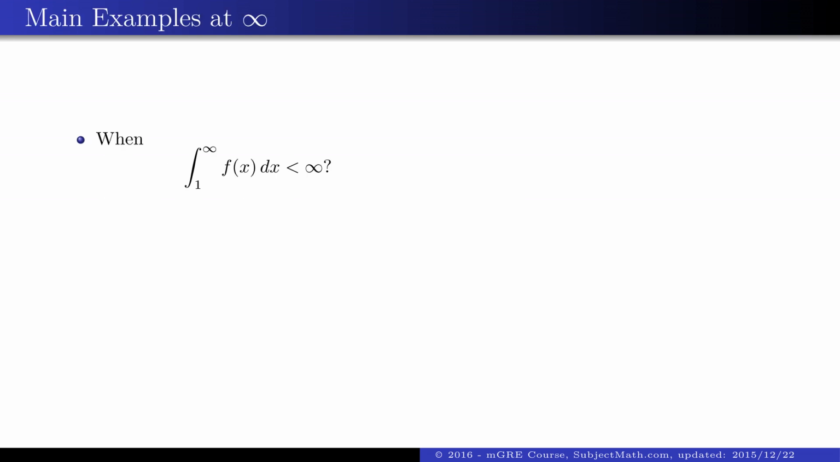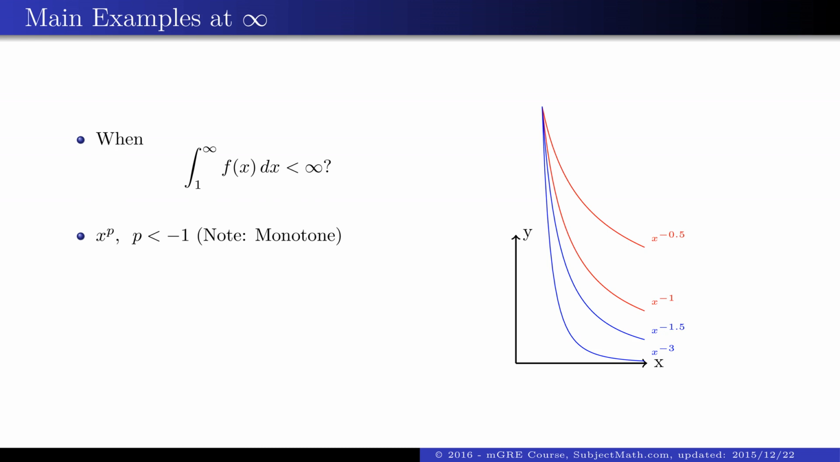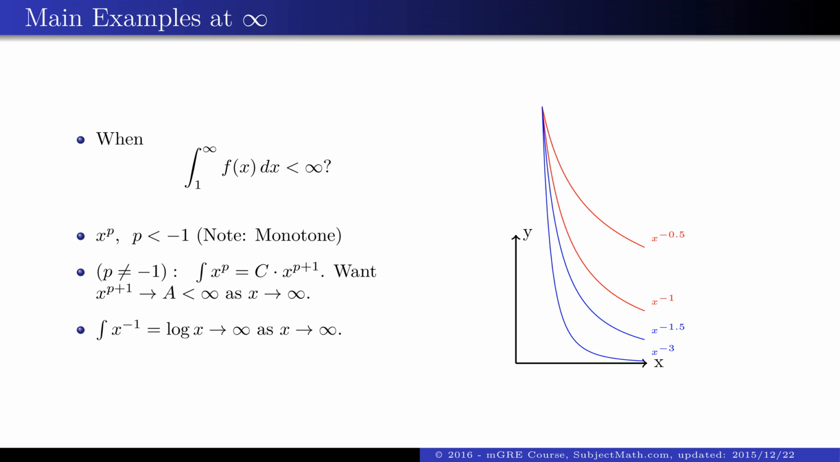This is the basic example for an integral at infinity. When f is x to the power of p, and p is strictly less than -1, we get a monotone function for which the integral converges. This is because the antiderivative obtains a finite limit at infinity. In other cases, including p equals -1, the integral diverges. The function simply does not get close enough and fast enough to the x-axis.